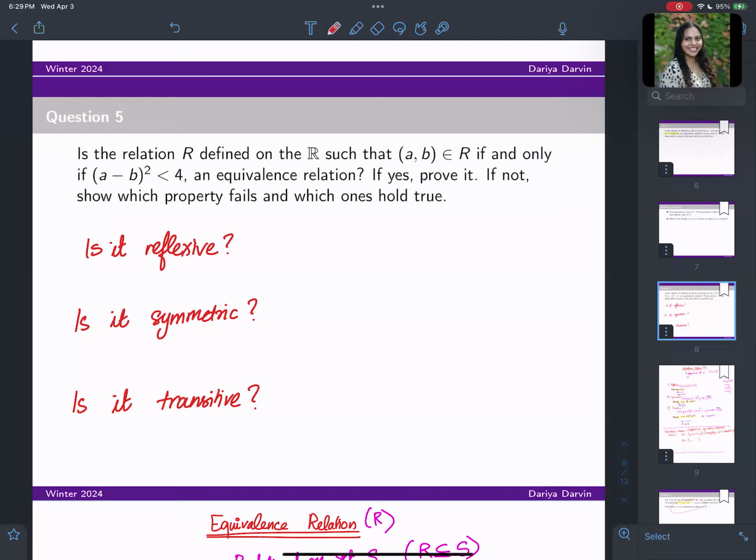So here the relation is defined on the reals. A and B are related if and only if A minus B the whole square is less than 4. So that's the definition of the relation.